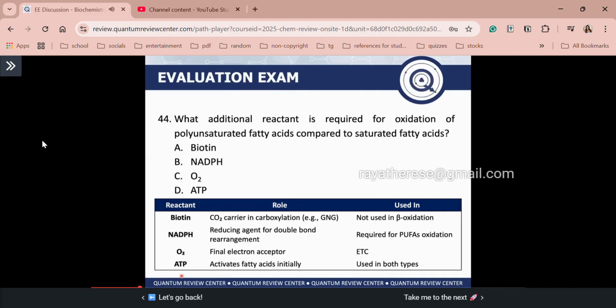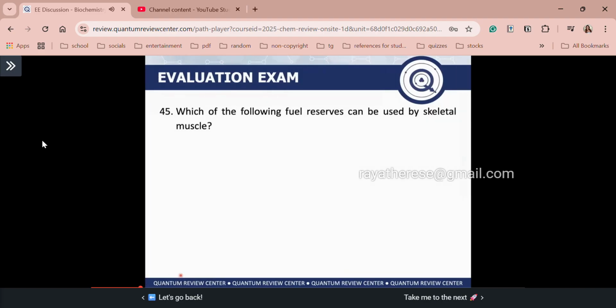Alright, so let's proceed with our next two items. So this is still under your metabolic pathways in general. Class, for this question, I emphasize this in our crash course discussion. So, diba, we prioritize a certain biomolecule as our main energy source. Which of the following fuel reserves can be used by skeletal muscle? A, protein, B, glycogen, C, fatty acids, D, all of the above. Ay, sir, may all of the above, letter D ang answer, 100% confident.